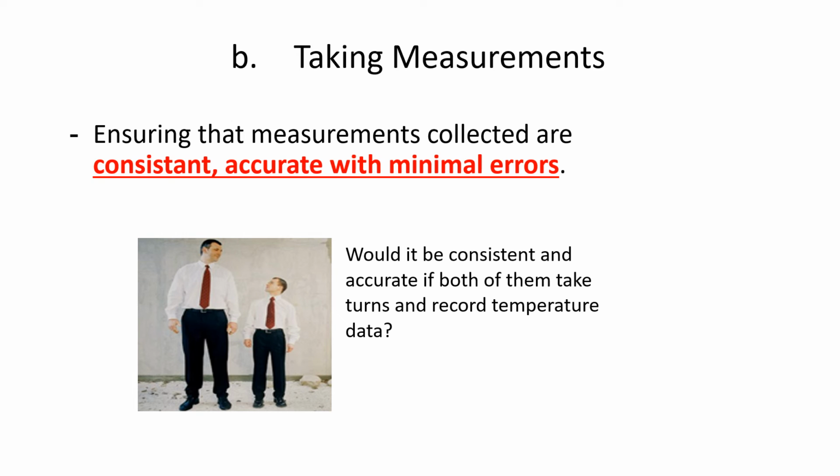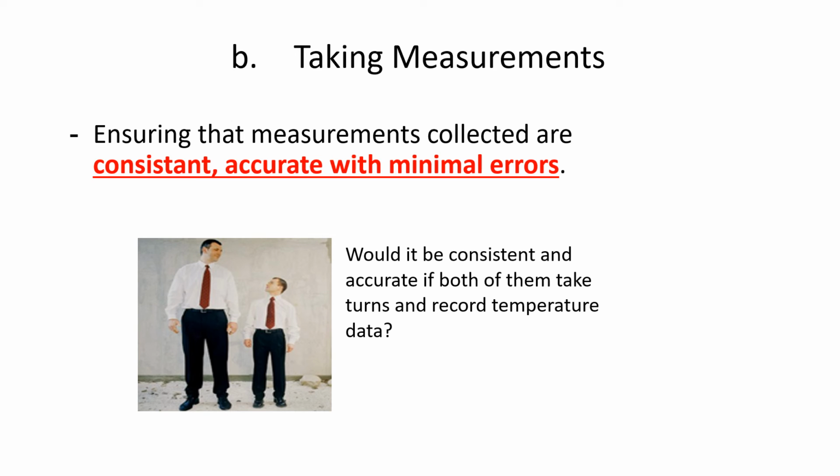After covering all of the different instruments used to collect the various weather data and how to ensure its accuracy, there are also some general considerations when we take measurements to ensure that it is consistent, accurate, with minimum error. As seen on the screen here, will it be consistent and accurate if both of them were to take turns and record the temperature data?